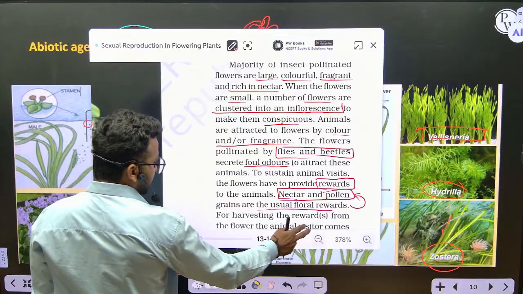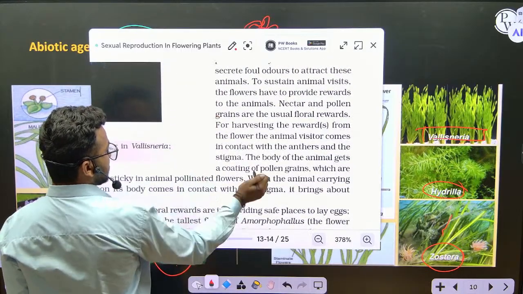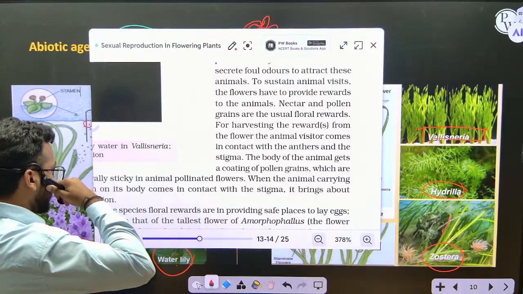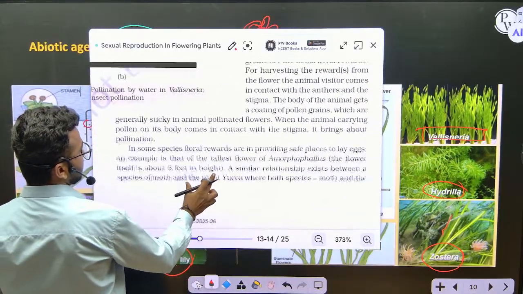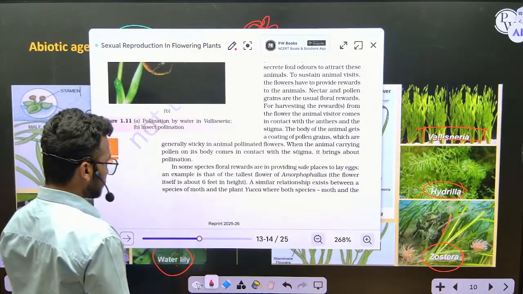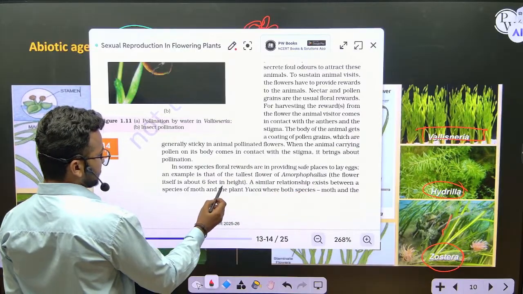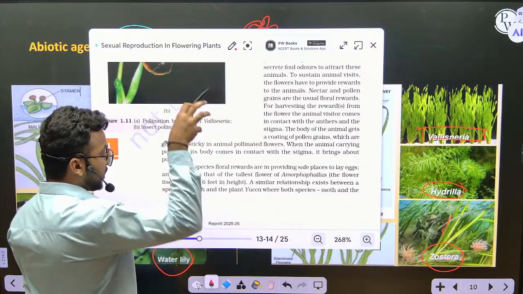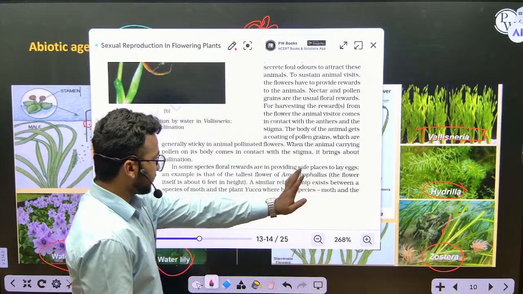For harvesting this reward, the animal visitors come in contact with the anthers and the stigma. The body of the animal gets coated with the pollen grains, which are sticky, and that is also required. It brings about the pollination. There is Amorphophallus, the flower itself is 6.6 feet in height, the tallest flower, which also provides safe places to lay the eggs.